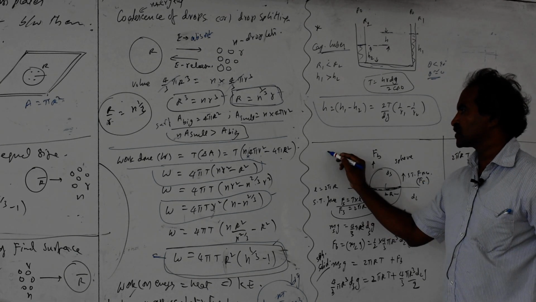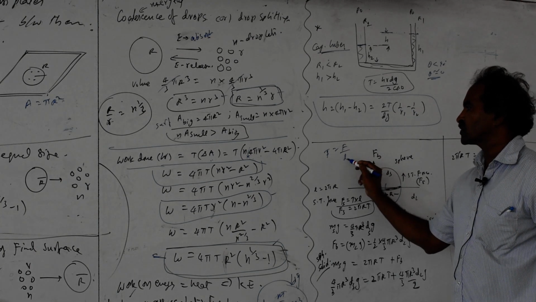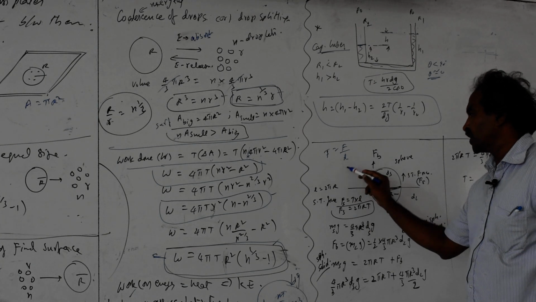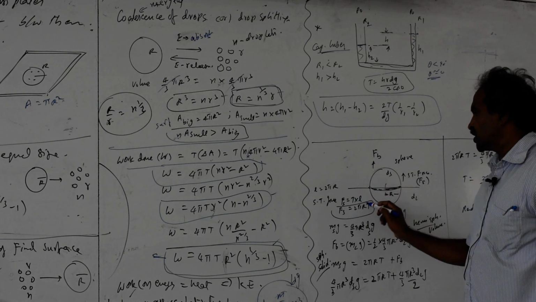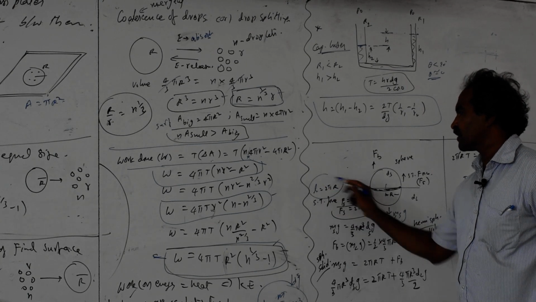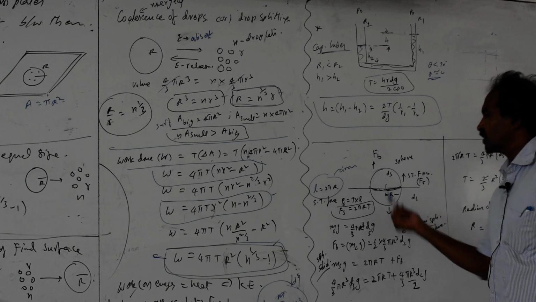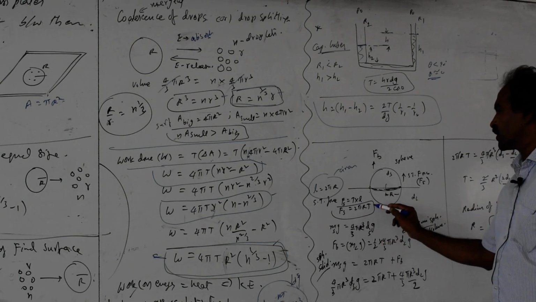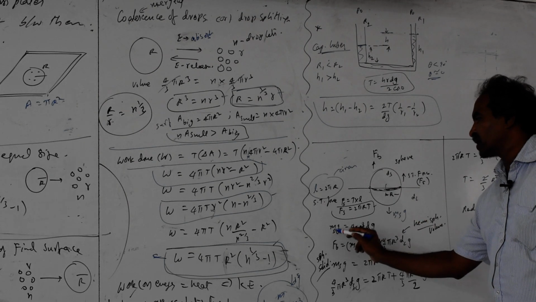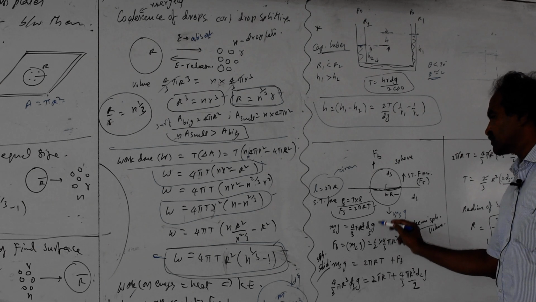What is the surface tension force? Surface tension is equal to force by length, so force due to surface tension is T into L. But what is L here? L is equal to 2 pi r, the circumference where the liquid molecules are in contact with the solid. So the surface tension force is 2 pi r into T. The weight acting downward is mass of solid into g, where mass equals volume into density of the solid: 4/3 pi r cube into density of solid into g.